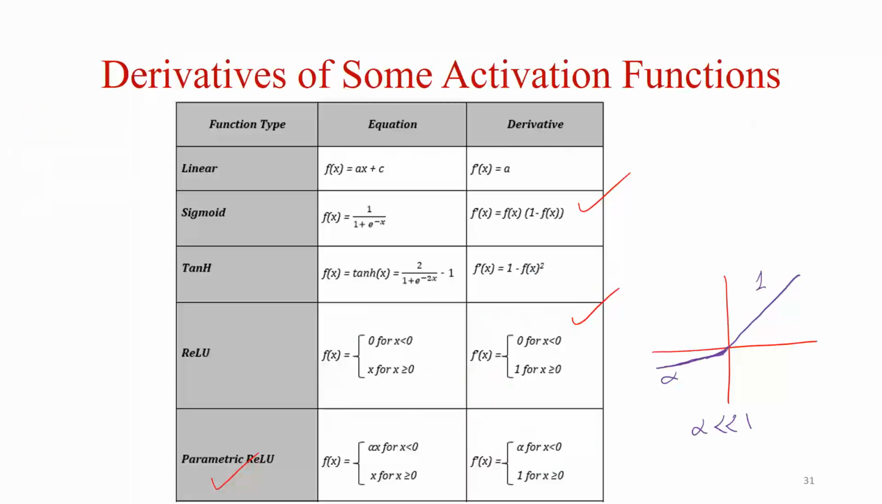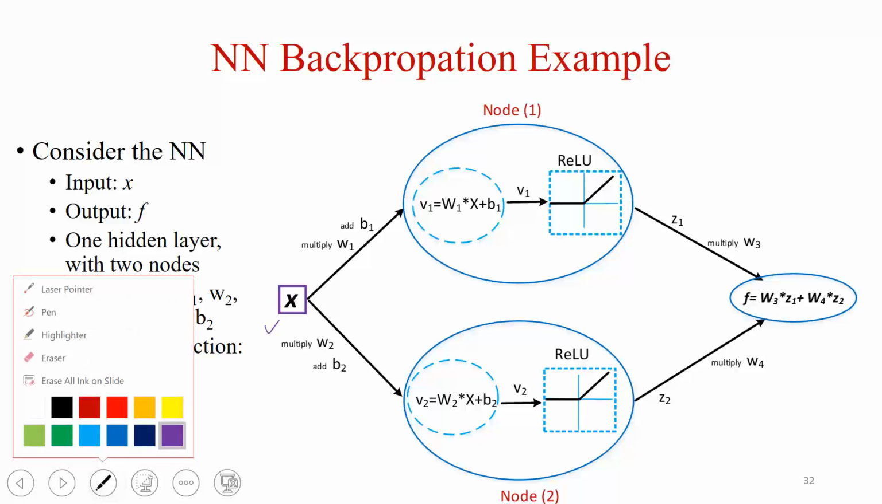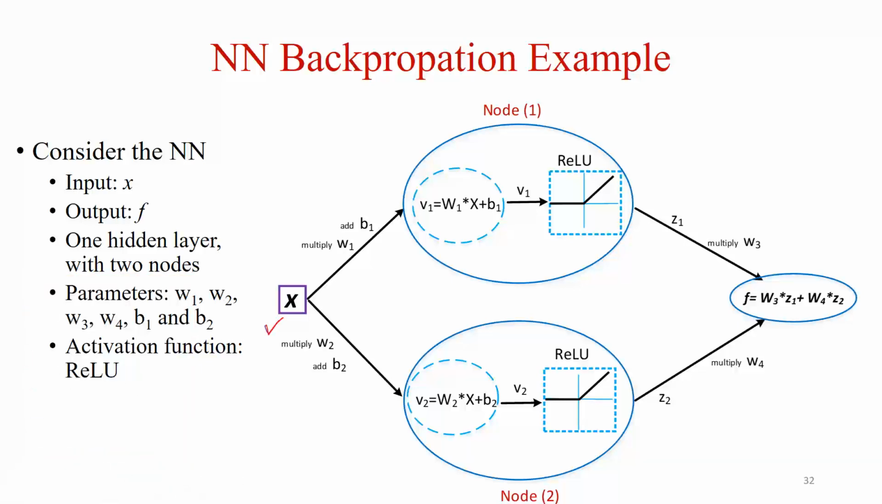All right. So now we will look at a neural network example to do backpropagation. So far we have done backpropagation on numerical examples just to illustrate the idea. Now let's apply backpropagation and the chain rule on a real neural network example. In this example, I have a single input x and a single output, and I have two nodes.